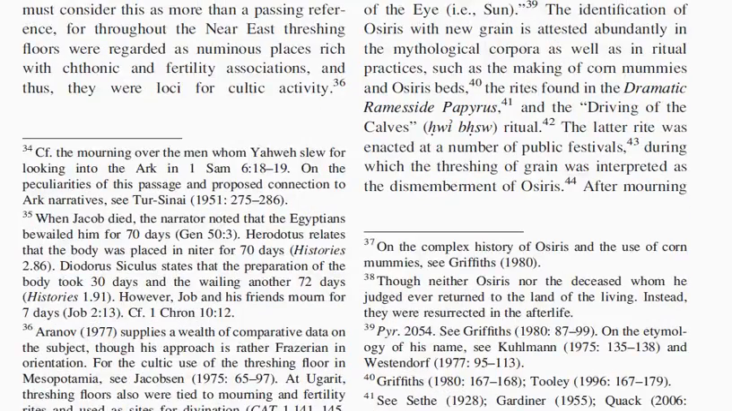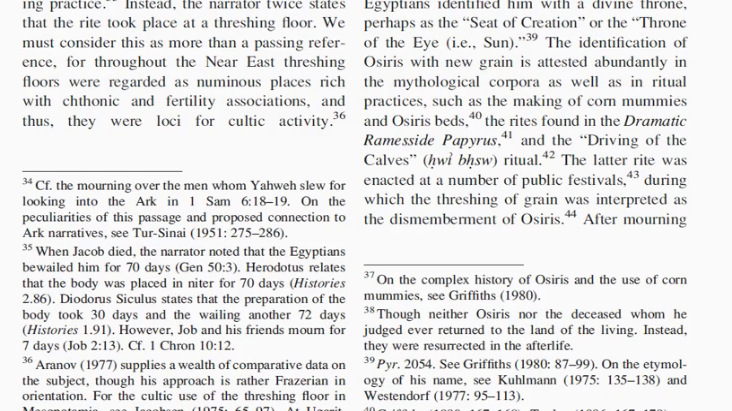Footnote: when Jacob died, the narrator noted that the Egyptians bewailed him for 70 days. Genesis chapter 50 verse 3. Herodotus relates that the body was placed in natron for 70 days, Histories 2.86. Diodorus Siculus states that the preparation of the body took 30 days and the wailing another 72 days, Histories 1.91. However, Job and his friends mourned for 7 days. Compare also 1 Chronicles chapter 10 verse 12. End of footnote.